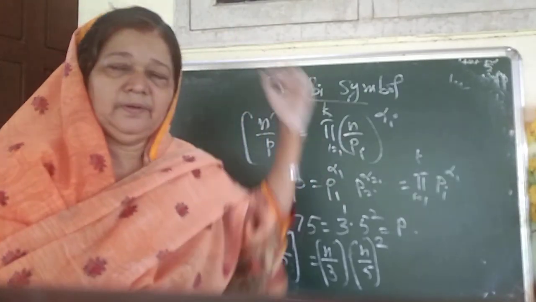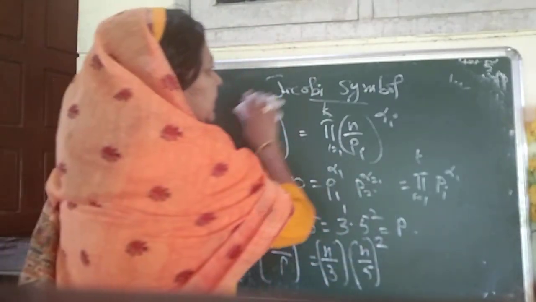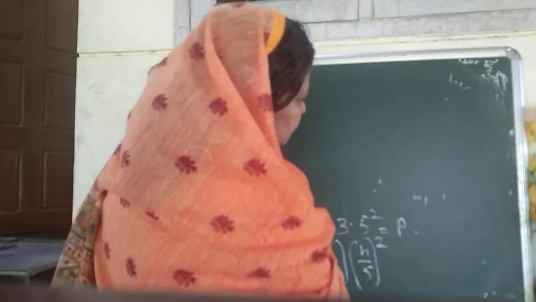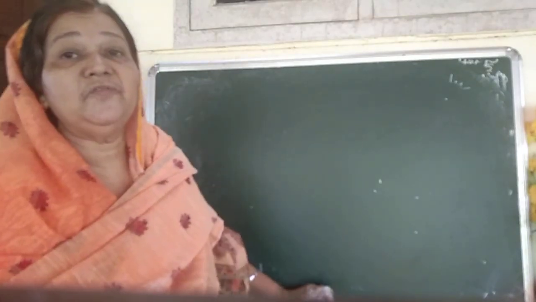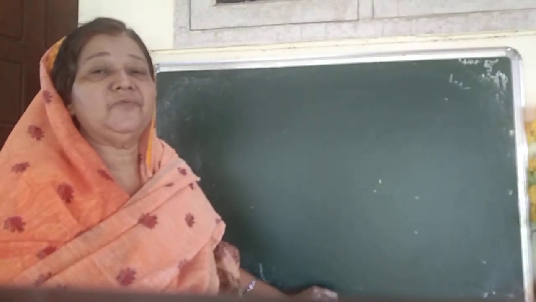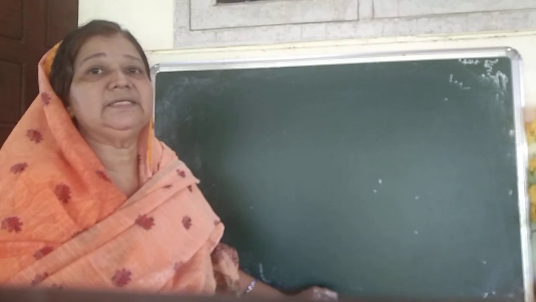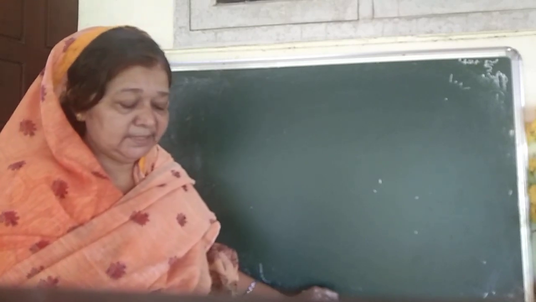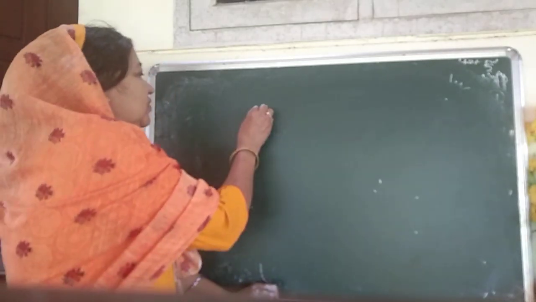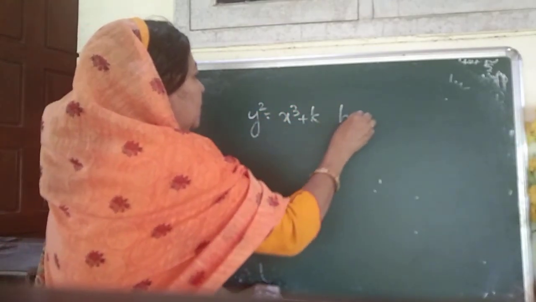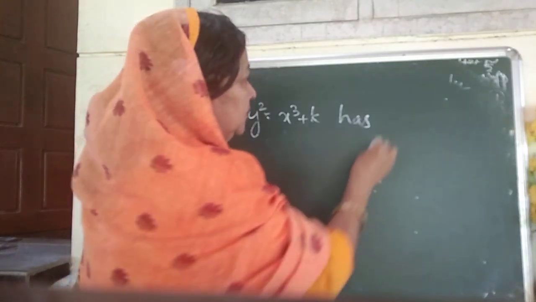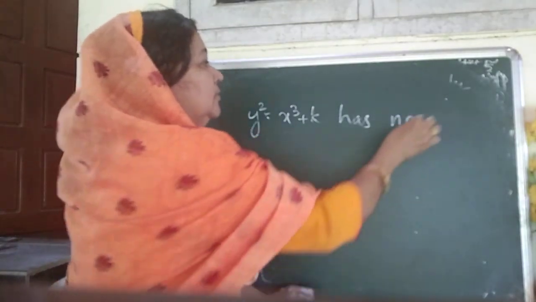Then we have the Diophantine equation. A Diophantine equation is an equation for which we seek solutions in integers. So we have an important theorem: y square equals x cube plus k has no solution.